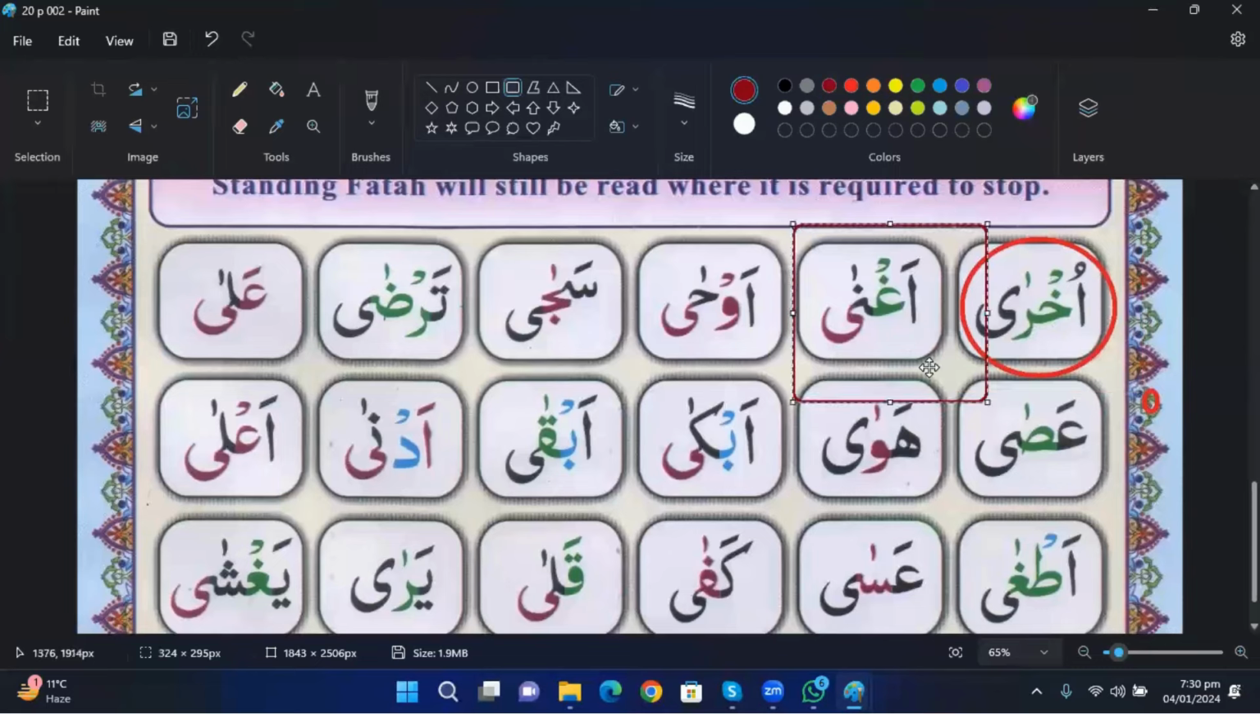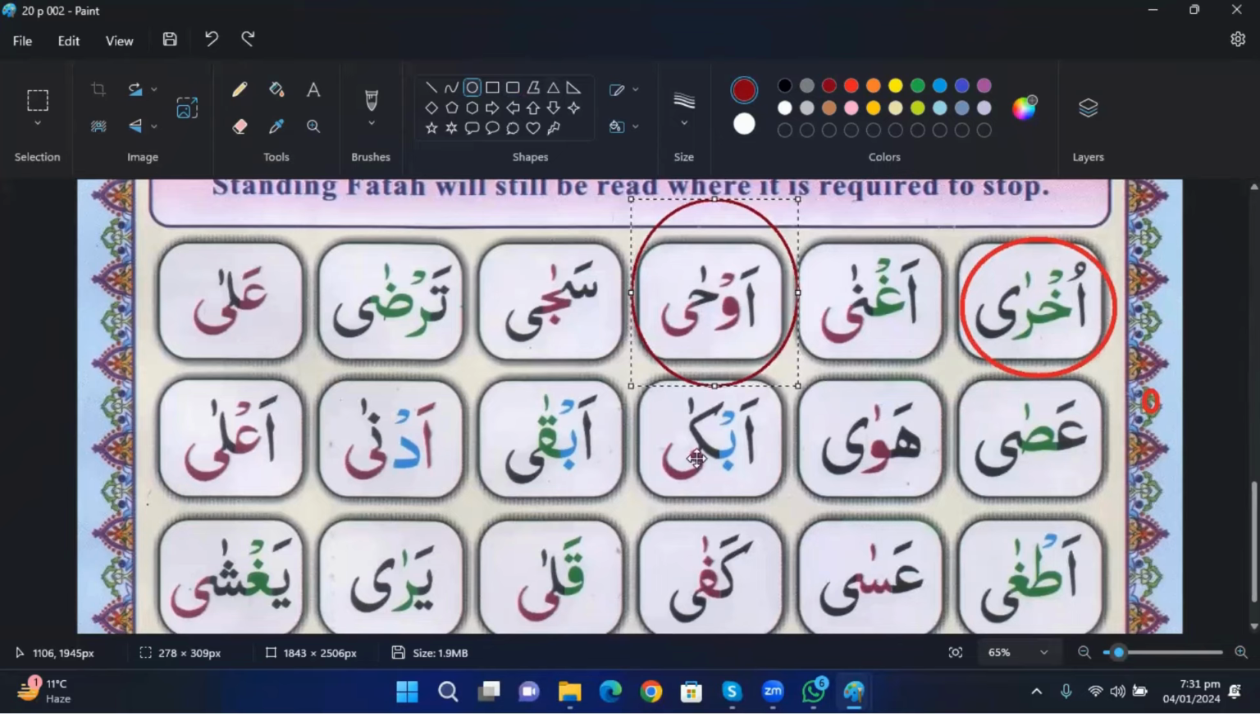So hamza fatha, ghain sukun agh, noon standing fatha na, aghna. Ghain will read with full mouth. Noon standing fatha na is stretchable equal to one alif because of standing fatha, while ya is not readable because it doesn't have fatha, kasra or dhamma over there. So hamza fatha waw sukun aw, ha standing fatha ha, awha. So ha standing fatha ha is stretchable equal to one alif and ya is not readable.